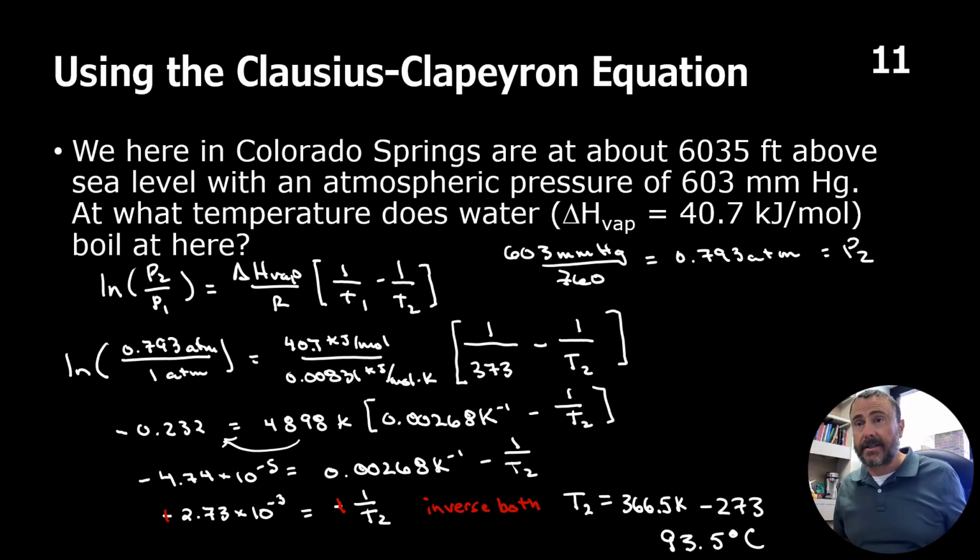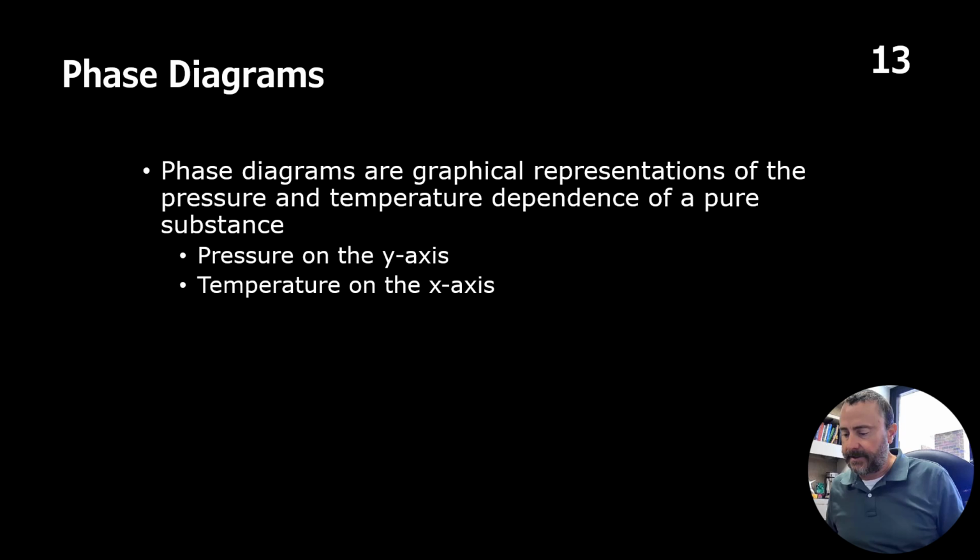So that's using the Clausius-Clapeyron equation. The last topic in our chapter here is all about phase diagrams. Phase diagrams are a graphical representation of temperature and pressure, looking at when we have different phases of a material.